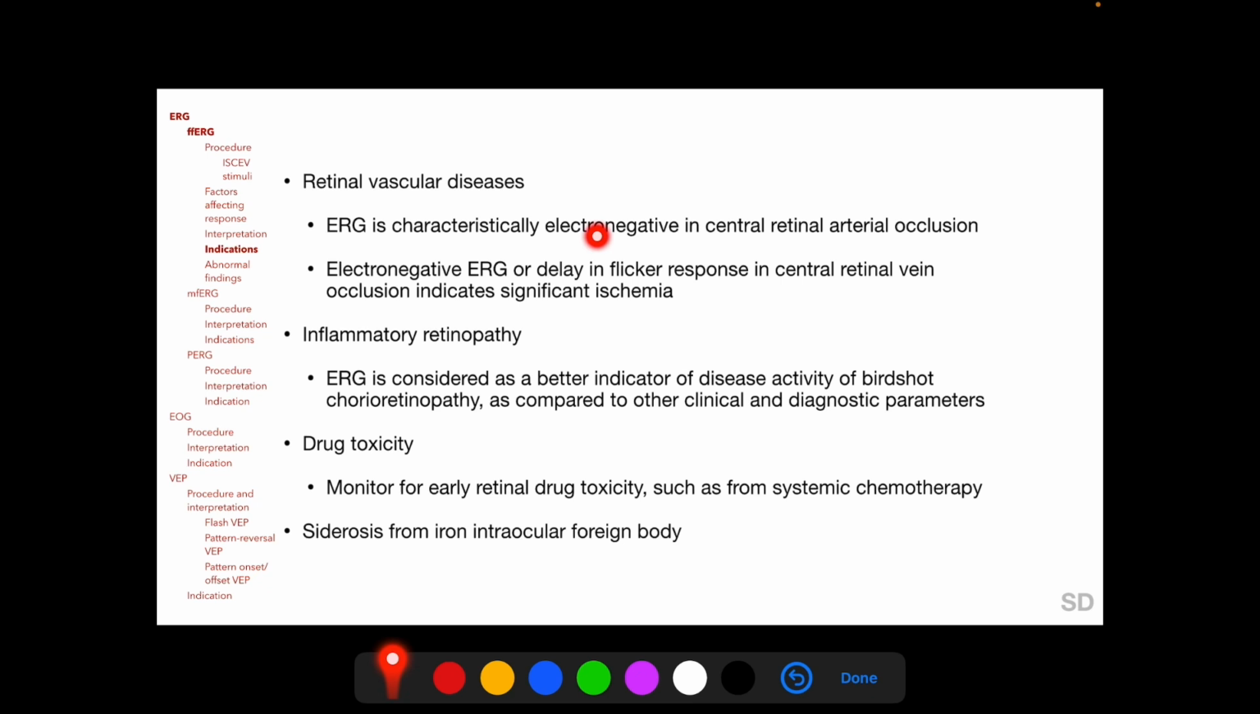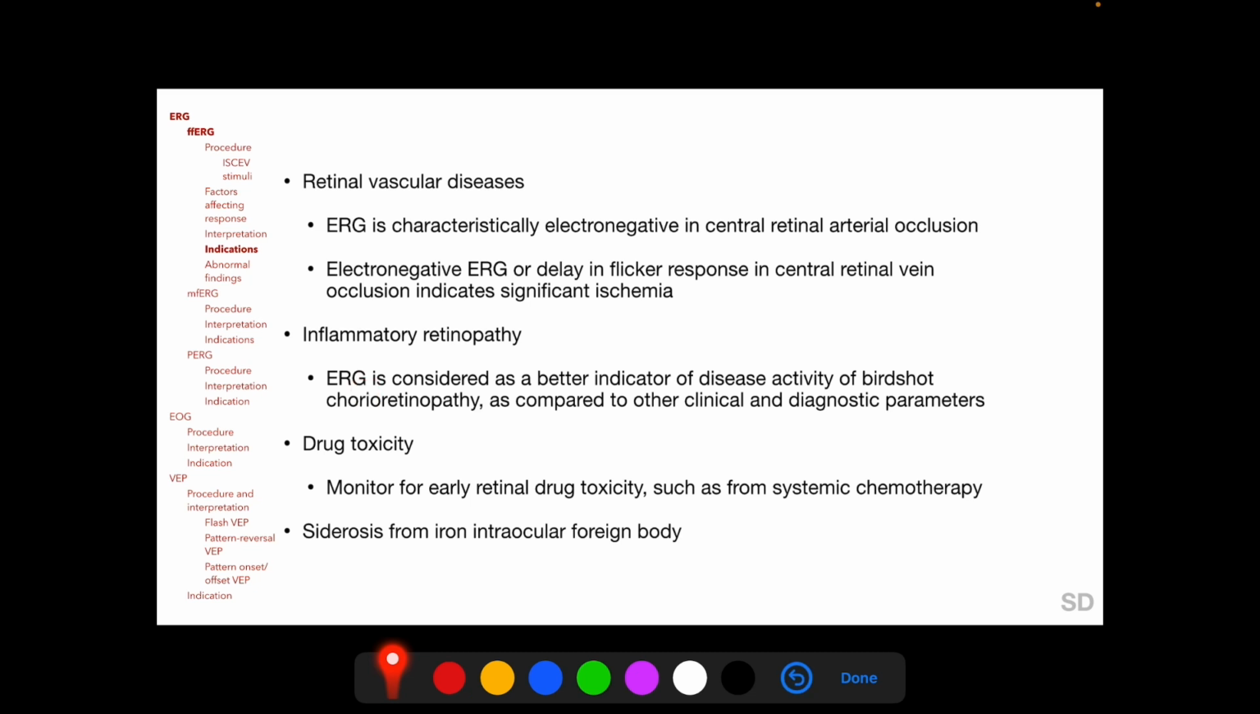ERG is characteristically electronegative in central retinal arterial occlusion, and in patients with central retinal vein occlusion, electronegative ERG or delay in the flicker response indicates significant ischemia, which worsens the prognosis for the patient. This is because retinal circulation supplies the inner portion of the retina but not the outer portion of the retina containing the photoreceptors, which is supplied by the choroidal circulation.